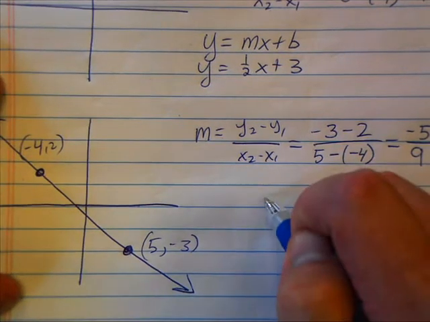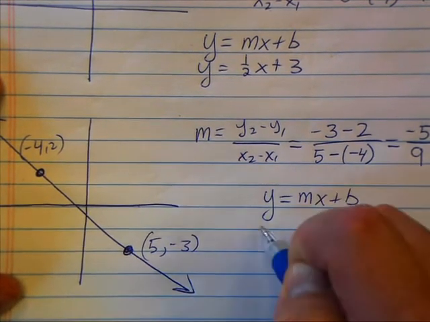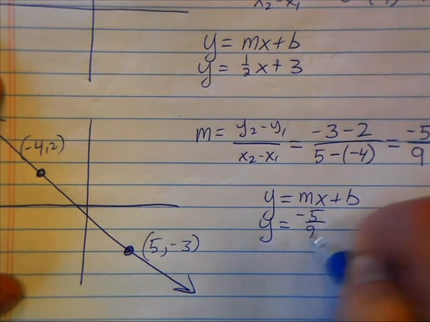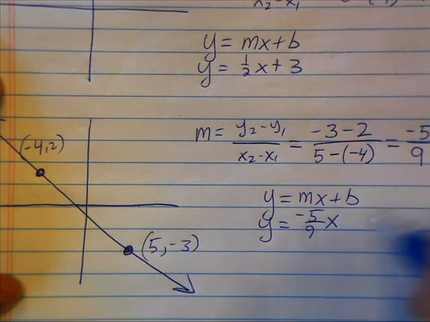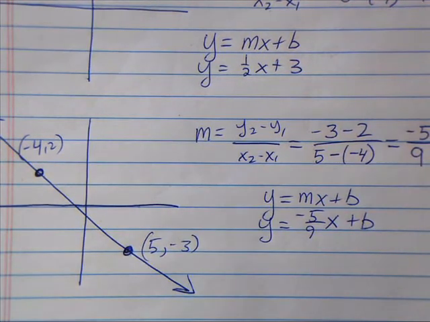We're still going to use y equals mx plus b. Okay, so I can write y equals -5/9 x plus b. I don't know the b number yet, so I need to do some more work. I need to figure out the b number. How can I figure out the b number? Do what? Plug 0 in for x. Well, if I plug 0 in for x, I get y equals b. Plug something in for x. What do you want to plug in for x?